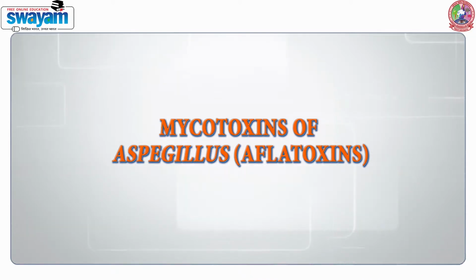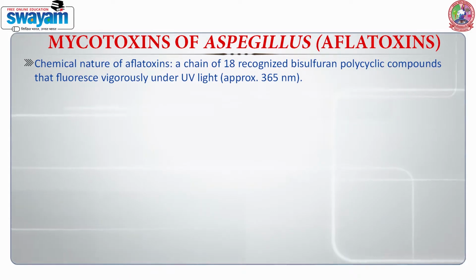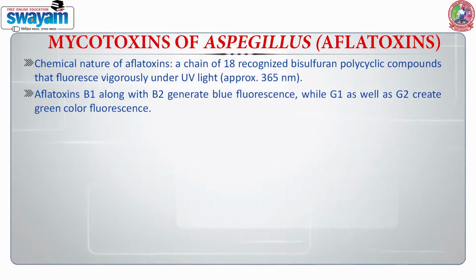The favorable conditions that help in the synthesis of these toxins are warm temperature and a humid atmosphere, that is, warm temperature ranging from 13 to 35 degrees Celsius and a humidity of water activity more than 0.93 is ideal for the production of aflatoxins by Aspergillus. Mycotoxins of Aspergillus are a chain of 18 recognized bisfuran polycyclic compounds that fluoresce vigorously under UV light. Aflatoxin B1 along with B2 generate blue fluorescence, while G1 as well as G2 generate green fluorescence.